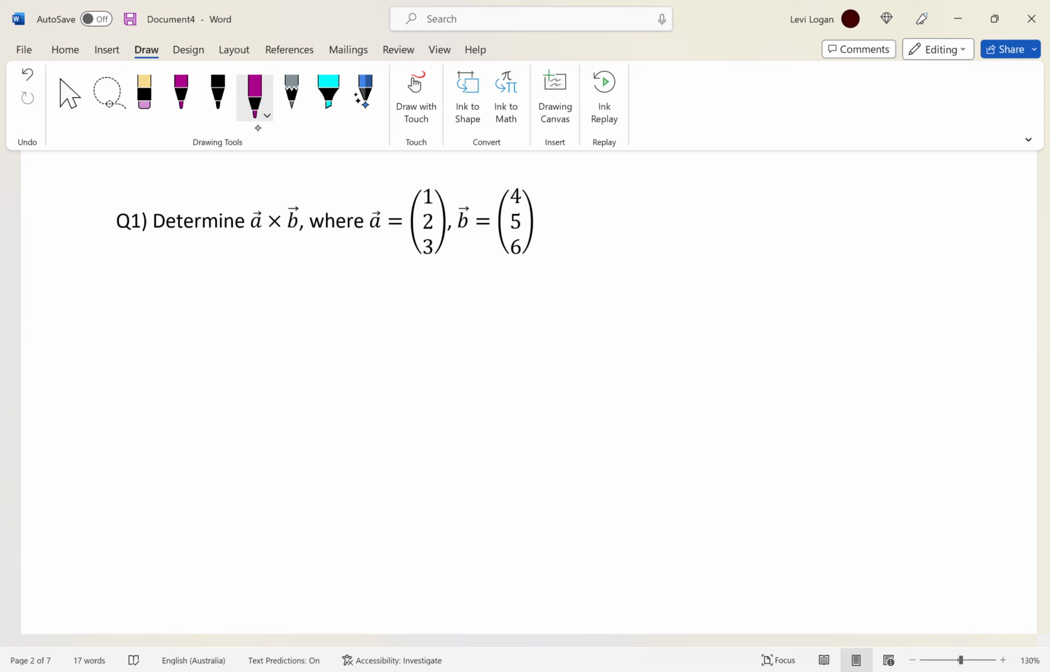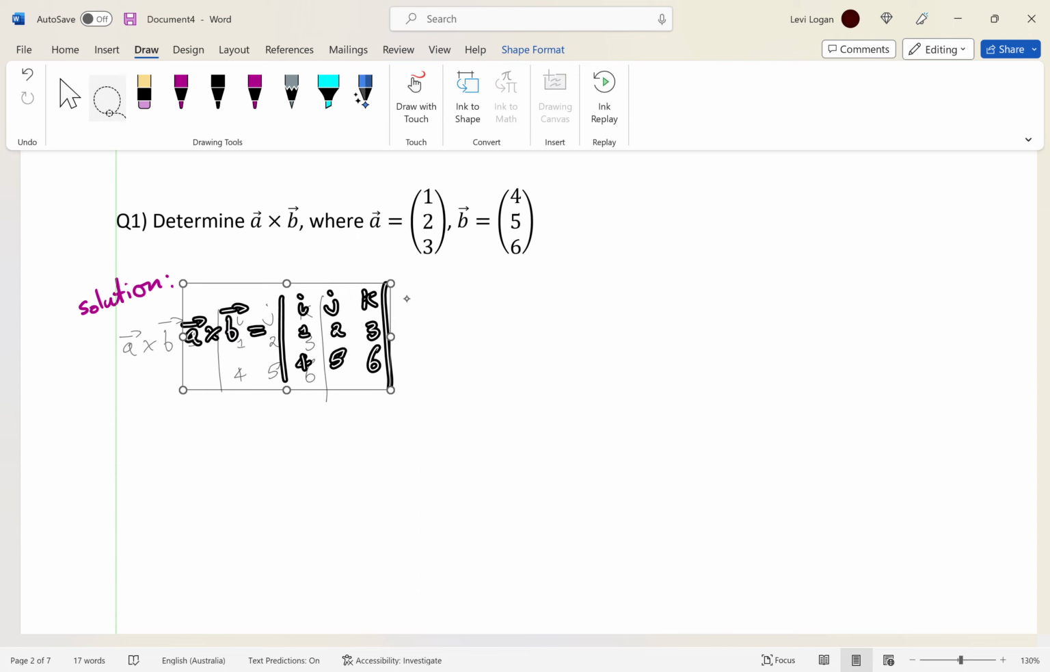Alright, so our solution to this question, of course, is just going to be A cross with B. So we're going to write our 3 by 3 matrix. So we're going to have I, J, K. Then we're going to take all this. So we're going to have our X component, which is 1, our Y component, which is 2, and our Z component, which is 3. And then we're going to do B. So this is going to be here. So our X component is 4, our Y component is 5, and our Z component is 6. Okay? Boom.